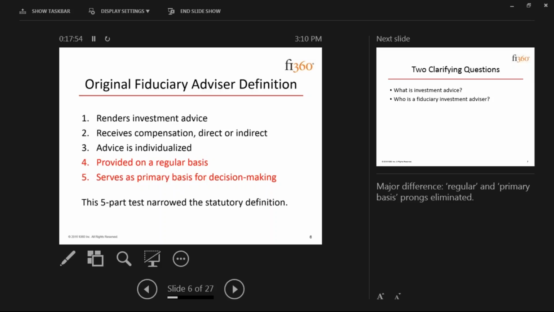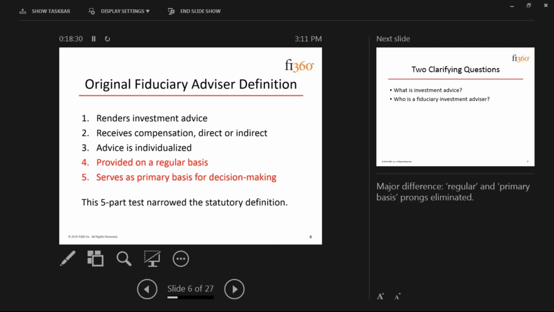So, you will be deemed a fiduciary if you provide the advice, if you receive compensation, if it's individualized, or in other words, if it's specific to a particular client that you engage with. If you're doing those first 3, then you're a fiduciary. You don't have to go any further. It does not have to be provided on a regular basis, and it does not have to be the primary piece of information that the fiduciary considers before they make their decision. Even without those 2, you're still going to be considered a fiduciary.